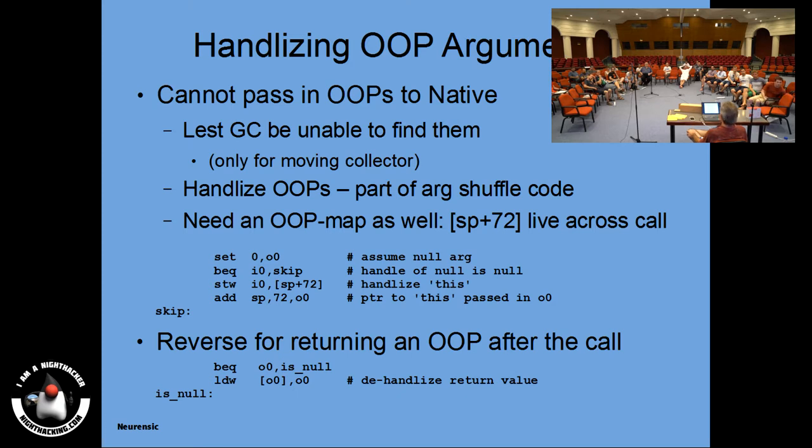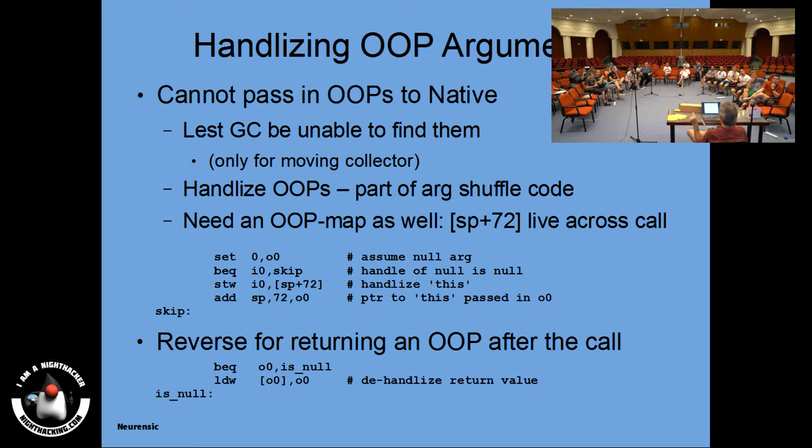So I don't have GCable pointers in native code, I do a handleizing thing. I hand him a pointer to a pointer, and then I update the contents of the handle behind his back. That works, but I can't actually hand him a bare garbage collectible pointer. So I have to do this handleizing game where I take an item and throw it on the stack, that's the store W there, and I put the address of the stack location, the add stack pointer 72, in the register, that's the handle I pass. That slot on the stack, stack pointer plus 72, is where the pointer actually lives. That's where GC will find it and update it.